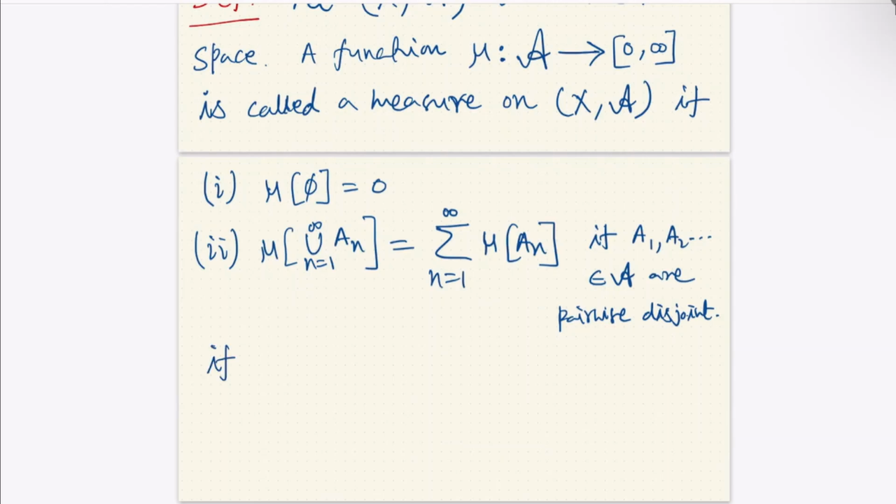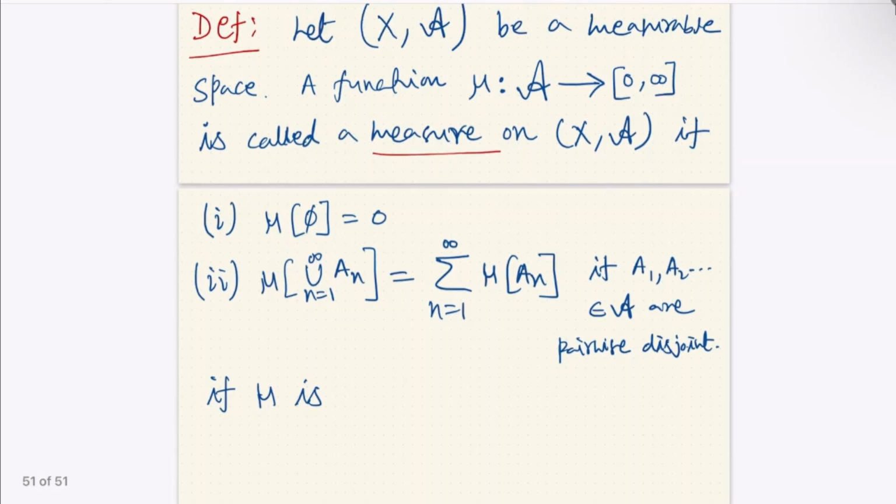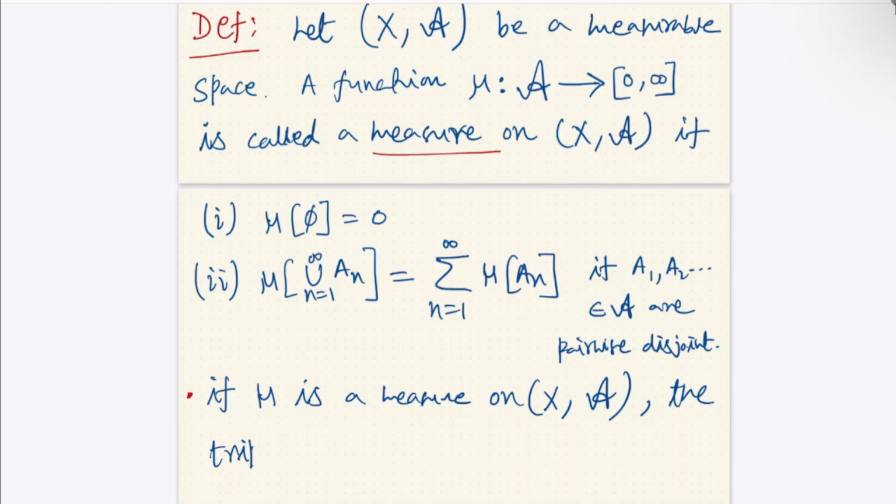So if mu is a measure, this is the definition of a measure, whatever I said here. Suppose mu is a measure on x comma A, a sigma algebra. Now I extend the definition of x comma A to the triplet: x, the sigma algebra, and mu. The measure also is a function which satisfies these two properties on the sigma algebra. This is called a measure space.